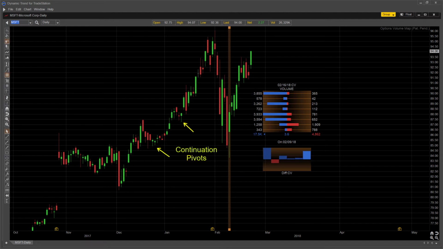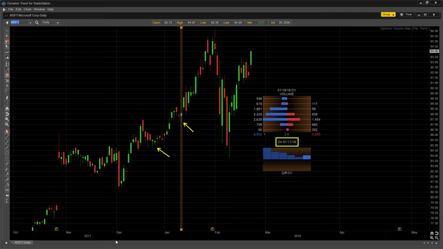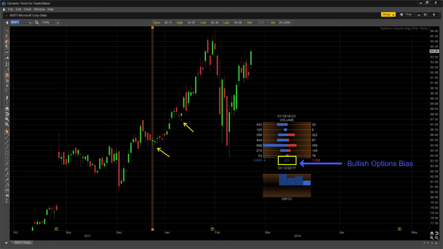Options volume map can also be used to confirm potential continuation moves. Drag the anchor back in time to see the options volume map for the selected date. An imbalance ratio of 2.6 creates a bullish options bias. Again, an imbalance ratio of 2.5 creates a bullish options bias.